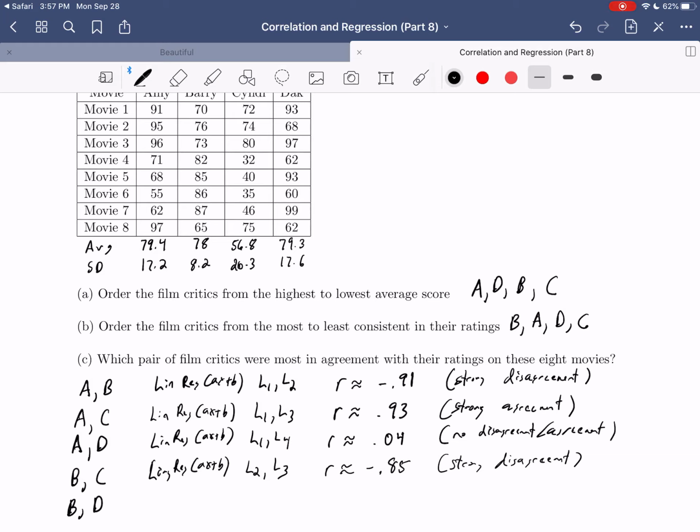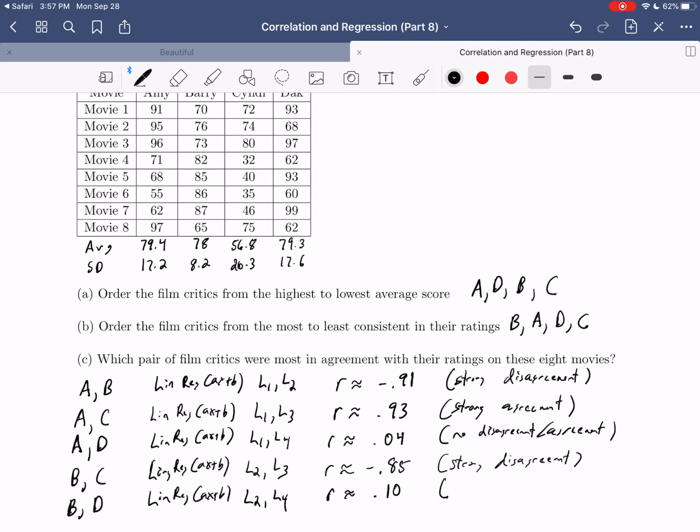What do we expect for Barry and Dak? Well, if we think about it, Amy and Barry, as we know, are sort of opposite. Amy and Dak had nothing going on, so probably Barry and Dak also have nothing going on because Dak seems to be isolated, sort of off on his own here. So let's check that. Let's go ahead and do our lin reg ax plus b. We'll do L2 and L4. So we'll do that lin reg ax plus b, L2 comma L4, or if you have the newer calculator, just typing in L2 and L4 right next to them there. And you should get r is approximately 0.10.